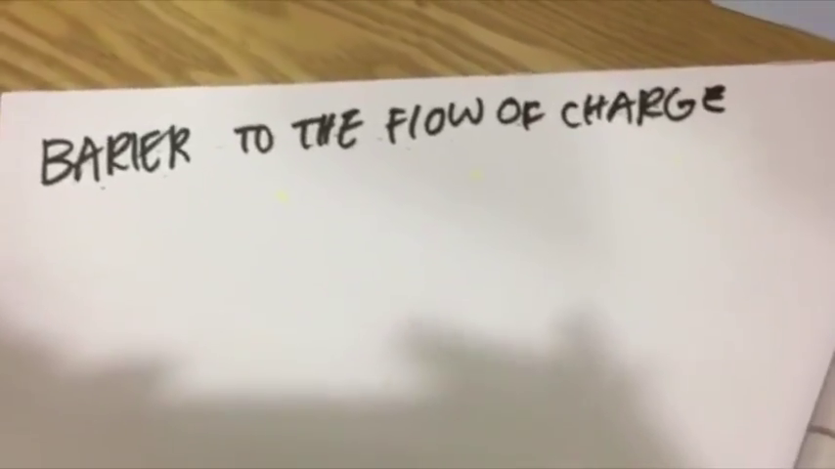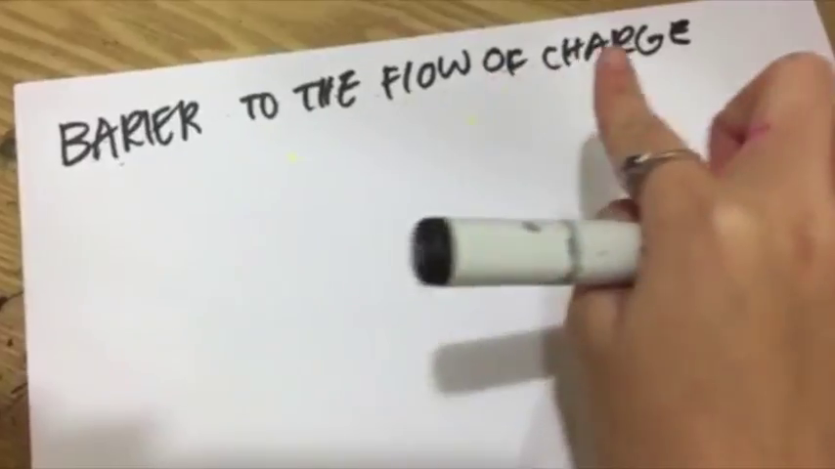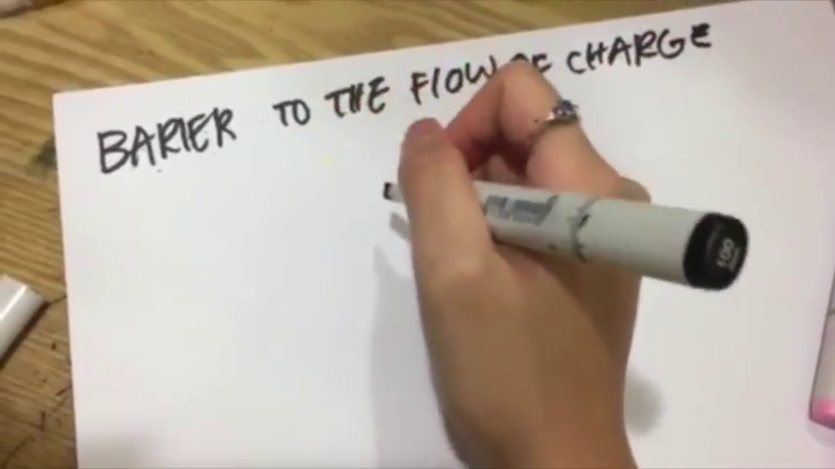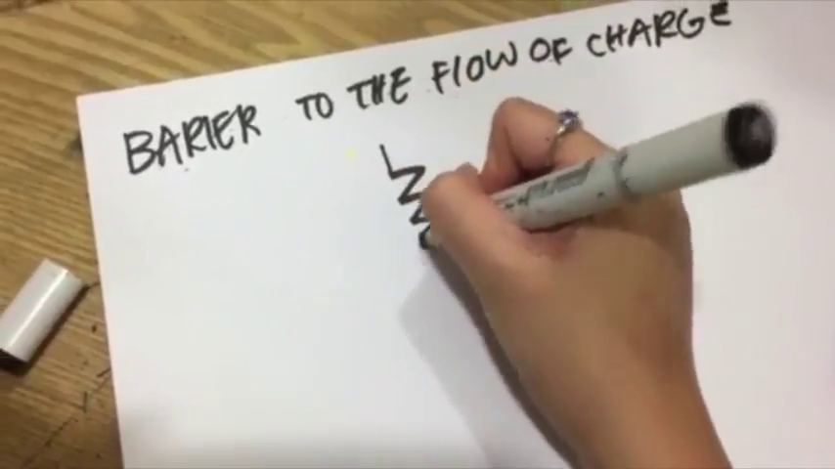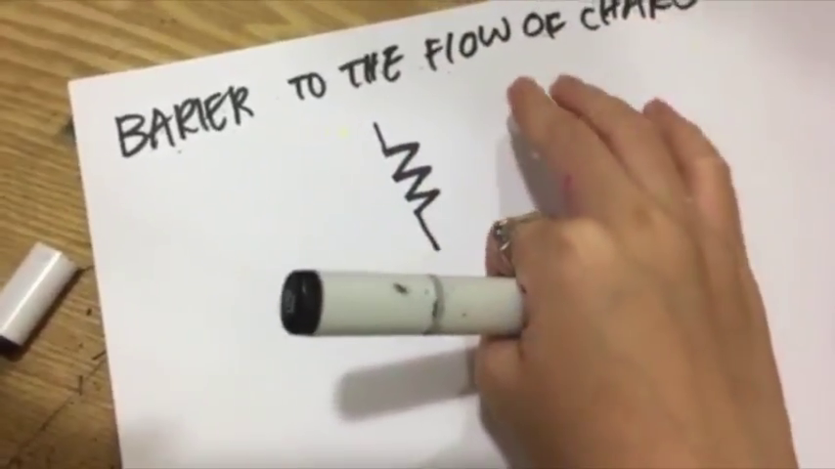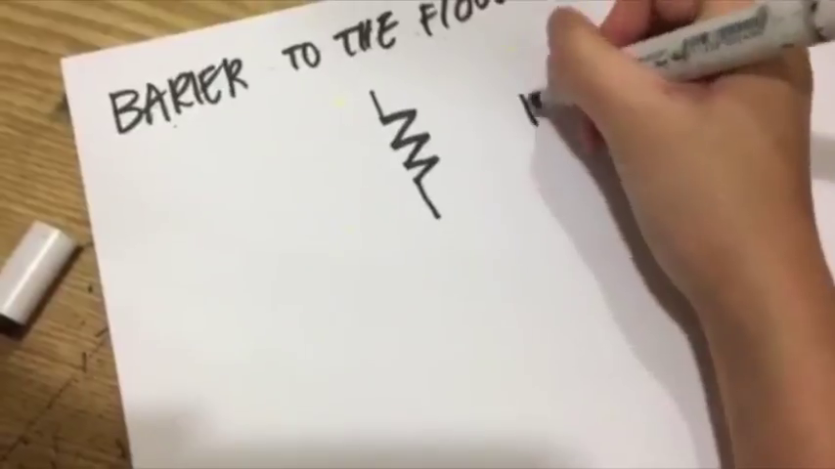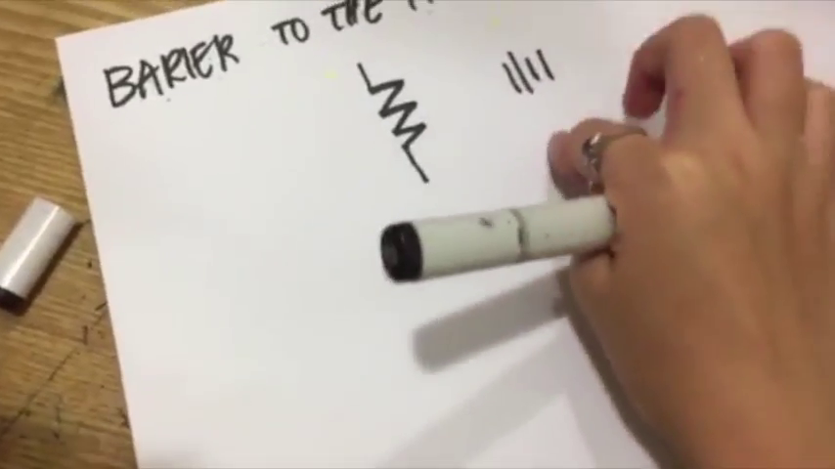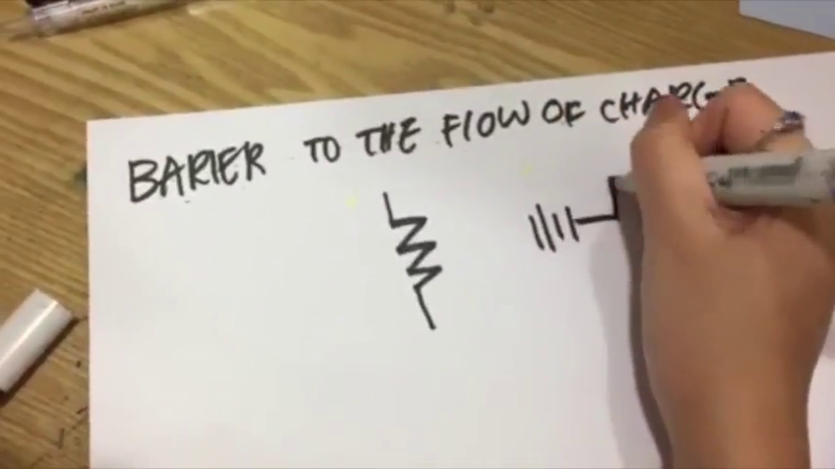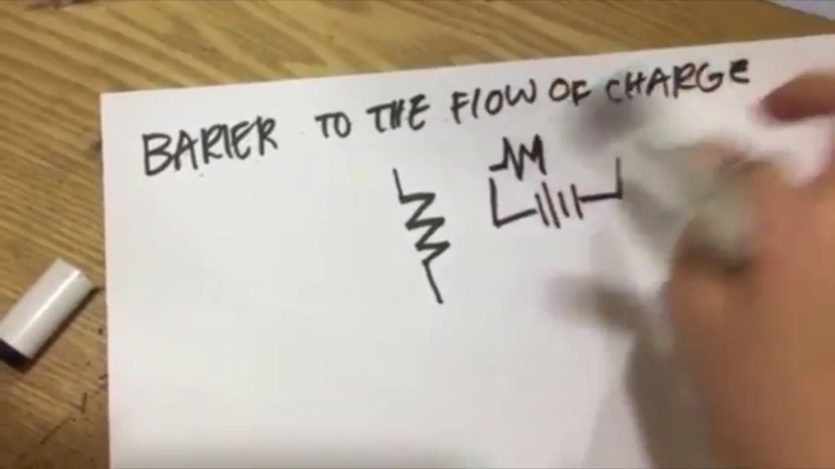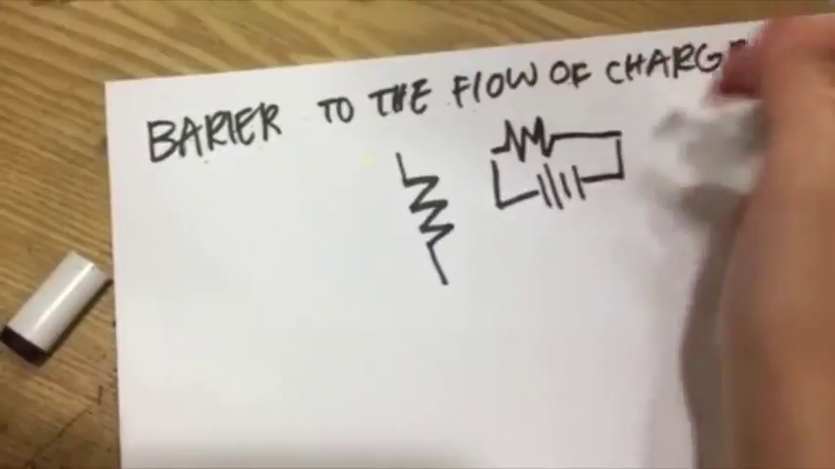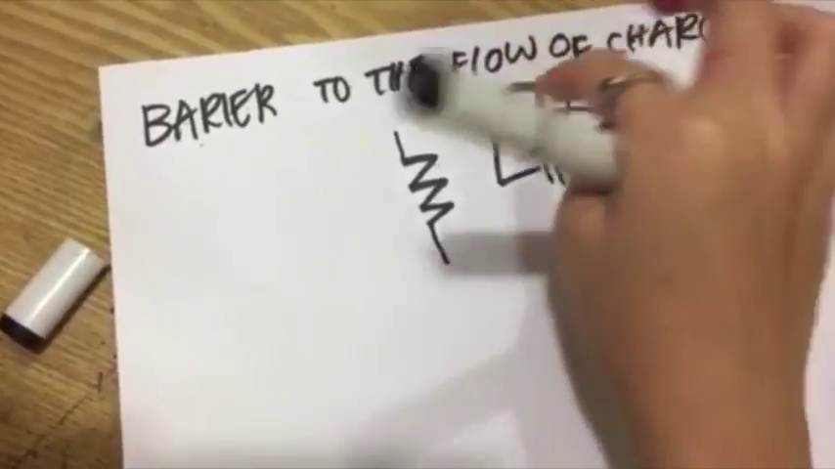So the definition of resistance is the barrier to the flow of charge. It's symbolized by three zigzag lines like this. So in a circuit, if you see something like this, this is a battery, and then this, and then you see something like this, this is what is called the resistor.